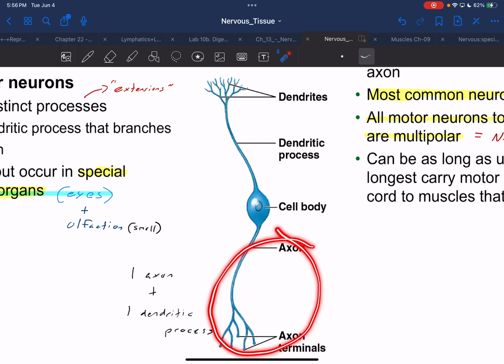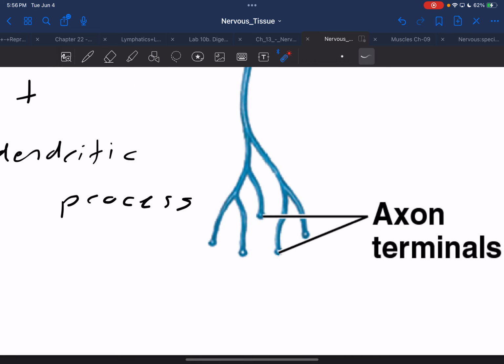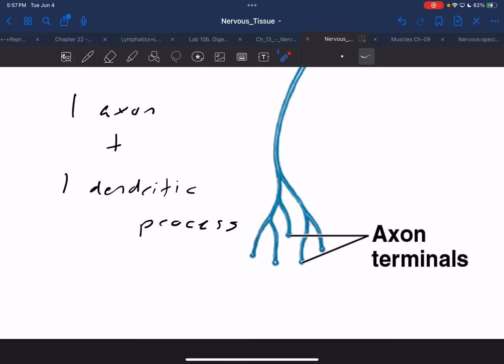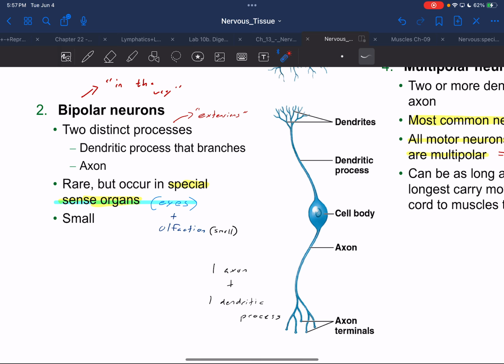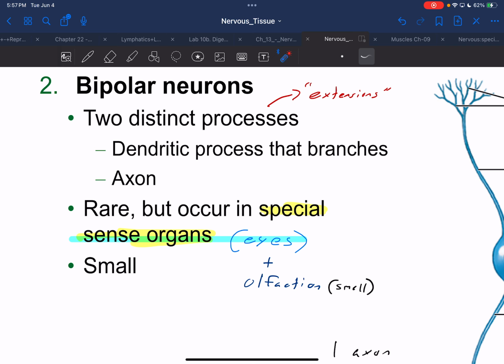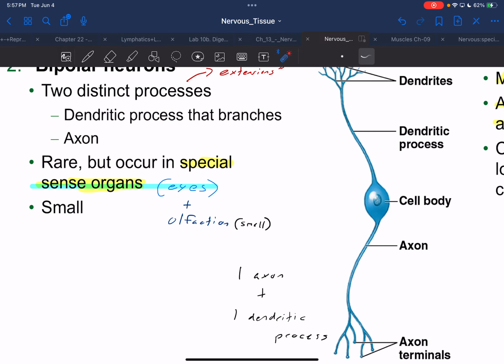This one is still called an axon. And typically you can tell when you look at axon terminals that the terminals have a more bulb-like shape at the very ends of it. You have these synaptic bulbs where there are connections, synapses. And these you find in the eyes. And also smell, olfaction. You'll see them a little bit later.